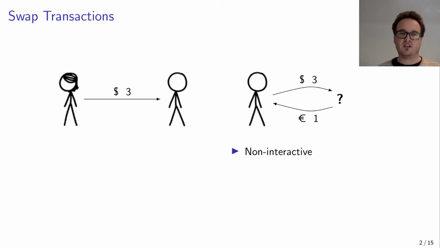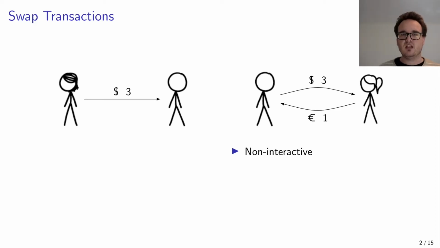Cuball cannot exchange with the system itself. But it should be non-interactive. So Cuball sends out the offer, and then at one later point, he might receive €1. So somebody might pick up the offer and then fulfill the swap transaction.